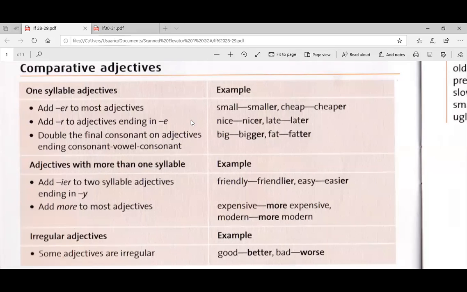Now, we're going to be talking about the comparatives. Comparatives happen when you compare one thing and one thing. For example, I am taller than my wife, okay? My wife is more intelligent than me. My wife is really intelligent, and I am not that intelligent. So she is more intelligent than me, okay?